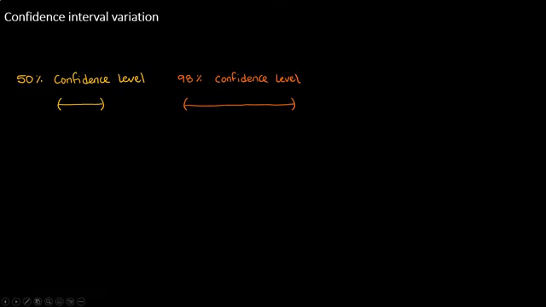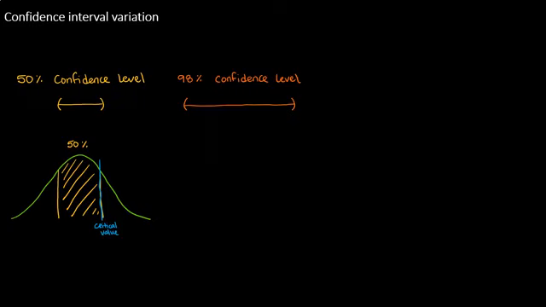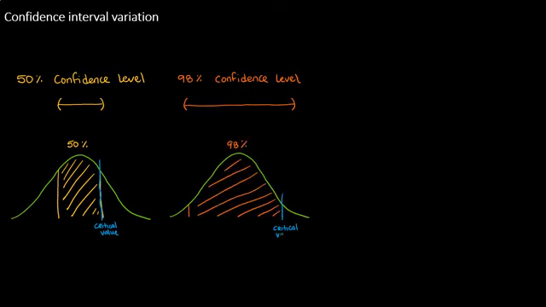The confidence level directly impacts the value that we use as the critical value for calculating the error in the interval. For a 50% confidence level, our critical value separates the right tail from the center 50% of data, and for a 98% confidence level, our critical value separates the right tail from the center 98% of the data.